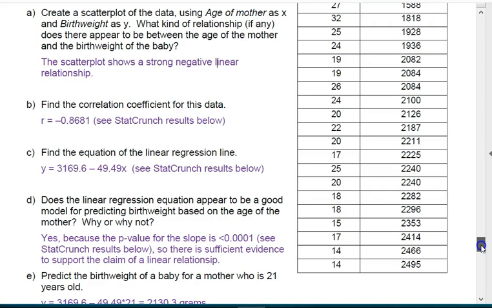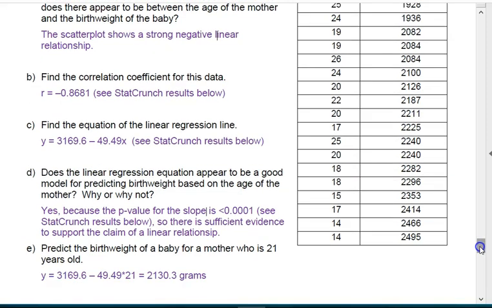That means that if we want to predict the birth weight of a baby for a mother who is 21 years old, we would put 21 into our equation in place of x. So we're taking the equation that we had up here and plugging in our number for x and then just working that out, and we get 2130.3 grams.